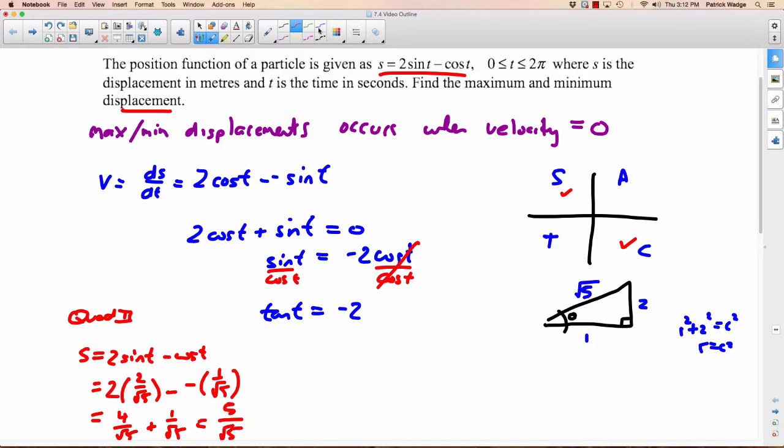Now, if you rationalize that by multiplying top and bottom by root 5, you're going to end up with 5 root 5 on the top, just 5 on the bottom. Root 5 times root 5 is 5. Those cancel out. You end up with root 5. So that's for quadrant 2.